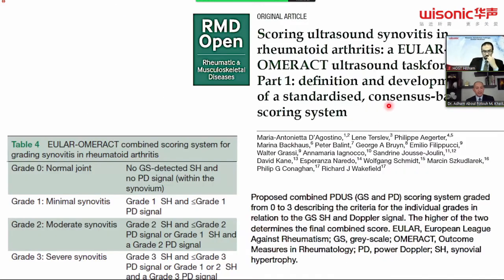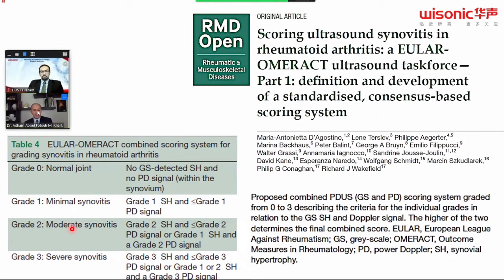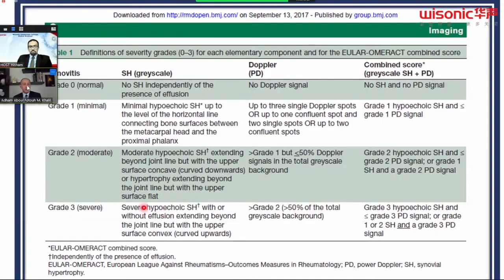Now, how does this go? It goes with the higher rating. So if you have a grayscale of 1 and Doppler of 2, then the grade is 2. And vice versa, if you have a grayscale of 2 and the power Doppler is even 1 or 2, it's considered a grade 2. So that's the usefulness of adding the power Doppler to the grayscale and making a combined score.